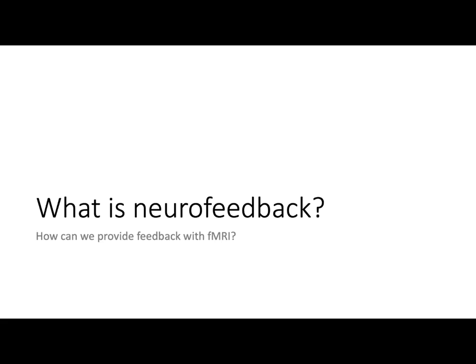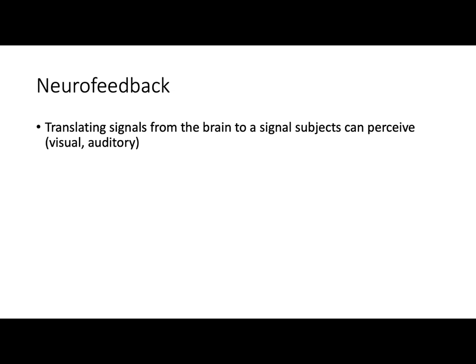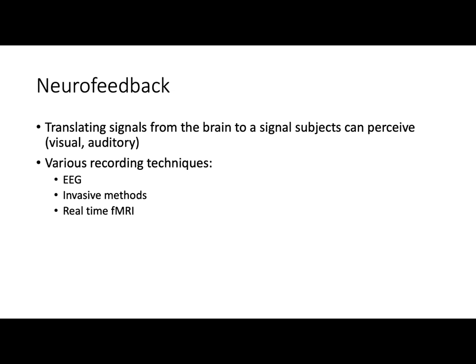Okay, so we're going to start with some background. What is neurofeedback? And specifically, how can we provide feedback with fMRI? Neurofeedback, broadly speaking, is just translating a signal from the brain to a signal that subjects can perceive. This can be a visual signal or an auditory signal, and it doesn't matter how you collect that signal from the brain. You can do it with EEG or with invasive methods or using real-time fMRI, which is what we'll be discussing today.